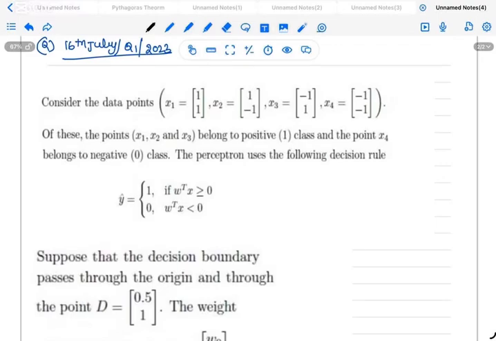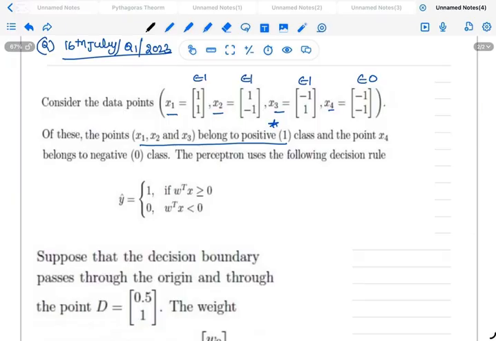So consider the data points. They have given you 4 data points, x1, x2, x3, x4. Of these, x1, x2, x3 belong to the positive class, so this belongs to class 1, class 1, class 1. And x4 belongs to class 0.